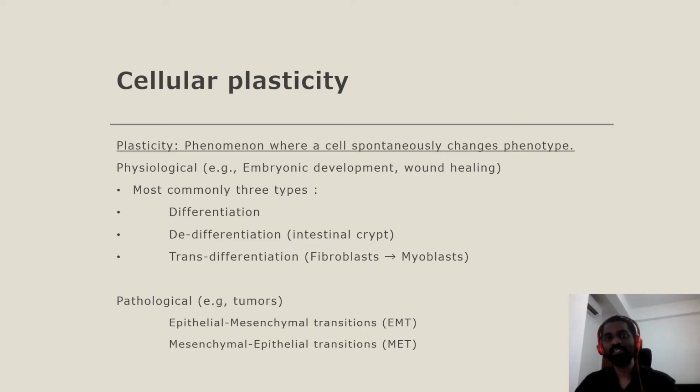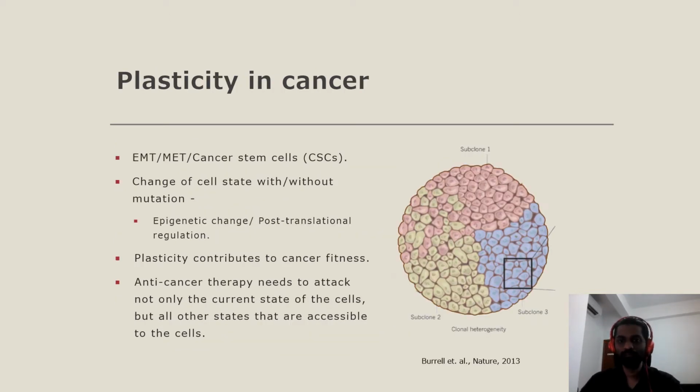In the pathological conditions like tumors, plasticity is most often found in two forms, which can be epithelial mesenchymal transitions, which is the start of metastasis, and mesenchymal epithelial transitions, which is where you form a secondary tumor. And so plasticity in cancers could be of different types, like the EMT or MET that we've just seen, or it could also be through differentiation, which is linked with this concept of cancer stem cells, which are a small pool of cells that can differentiate and give rise to the bulk of the tumor.